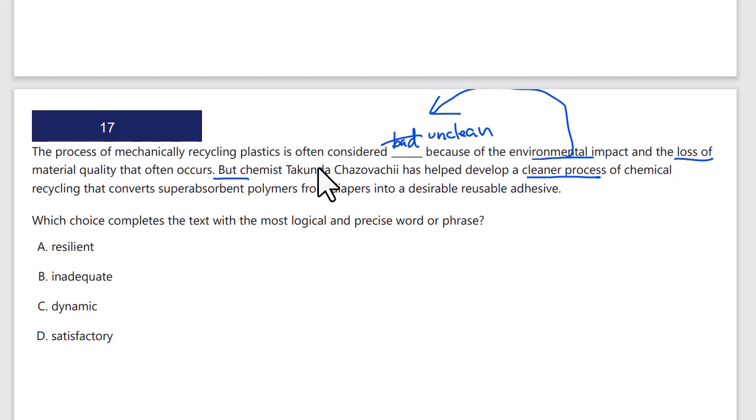Resilient: the mechanically recycled often considered resilient because of the loss of material? No, resilient means you can survive it, you bounce back. Inadequate, that would be unclean or bad. It's not sufficient. That seems to be the best answer. Dynamic means it's just changing. Satisfactory, it's not considered satisfactory. That seems to be the opposite of the meaning, right? If it's having an environmental impact and a loss that needs a cleaner process, it's not satisfactory. It's inadequate.